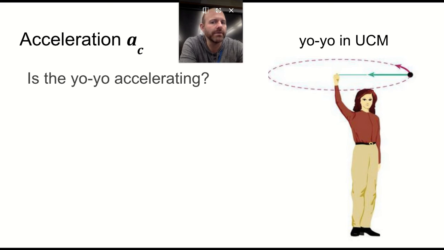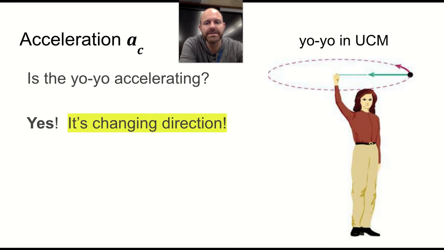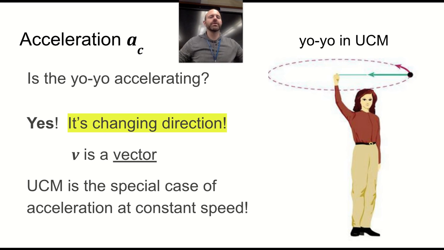So is this yo-yo accelerating? Well, it's in uniform circular motion with a constant speed, but of course, constant speed with a changing direction is still an acceleration. Velocity is a vector. It's always changing its direction, so that has to be acceleration. Uniform circular motion is a special case of acceleration at constant speed. There are some other things we could talk about, but this is the one that we're looking at right now.